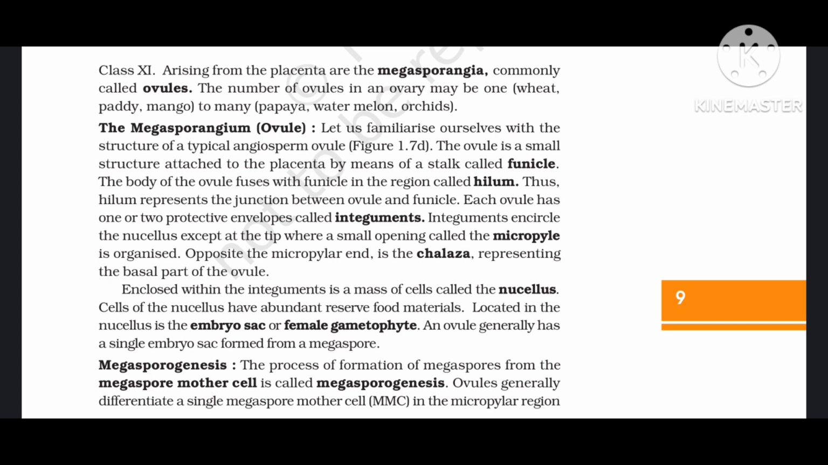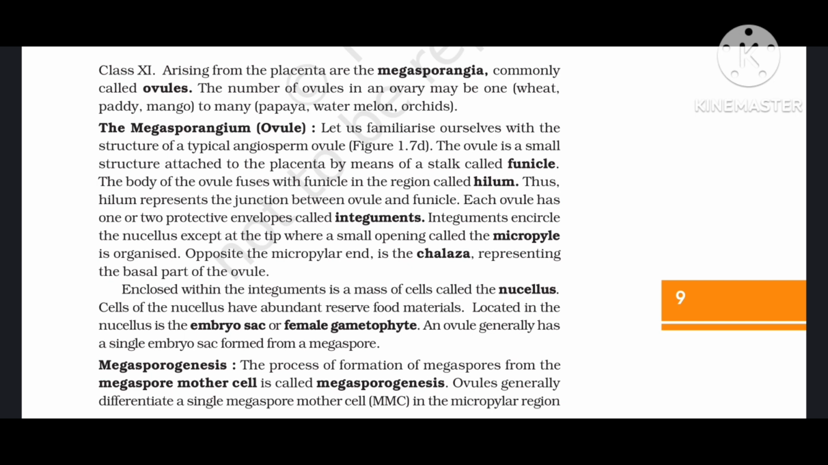Megasporogenesis. The process of formation of megaspores from the megaspore mother cell is called megasporogenesis. Ovules generally differentiate a single megaspore mother cell (MMC) in the micropylar region of the nucellus. It is a large cell containing dense cytoplasm and a prominent nucleus. The MMC undergoes meiotic division. What is the importance of the MMC undergoing meiosis? Meiosis results in the production of 4 megaspores, figure 2.8a.